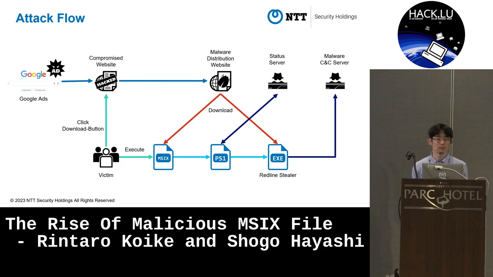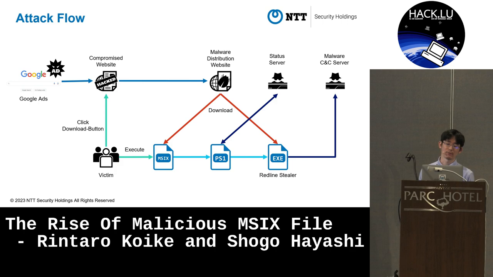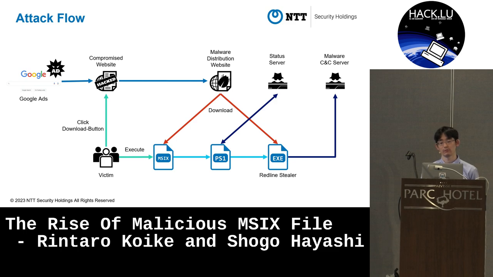We will introduce a simple attack flow. Steel Clover loves Google Ads. When users search for popular software names on Google, Steel Clover's fake website comes up as a sponsored link. When a user downloads software from the fake website, an MSIX file is downloaded. When the user executes the MSIX file, it downloads and executes additional malware. At this time, a PowerShell script is executed using PSF, and ultimately a banking trojan or information stealer is executed to steal credentials.